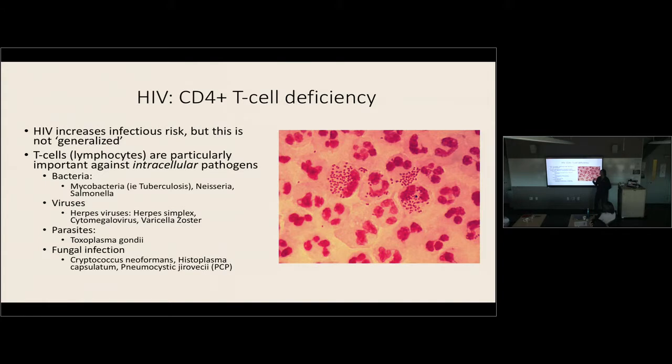Toxoplasmosis, which is a parasitic infection that affects the brain, is almost exclusively in the HIV population, because our immune system is able to just harbor it, take care of it for the most part. But because of this deficiency, you get horrible life-threatening infections. And same with fungal infections that you almost only see in HIV patients because of this deficiency.